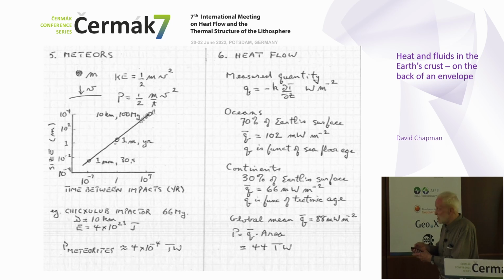Meteorites, when they come in, they give up 1/2 mv squared when they hit the Earth. But people who study bolides give us a log-log plot of the size of stuff coming in versus the time between the impacts. So really small stuff like a millimeter comes in every 30 seconds, but the big ones, 10 kilometers, come in every 10 million years. But if you integrate over this curve, you get that right now, meteorites don't give up very much energy. Earlier in Earth history, they gave up a lot.